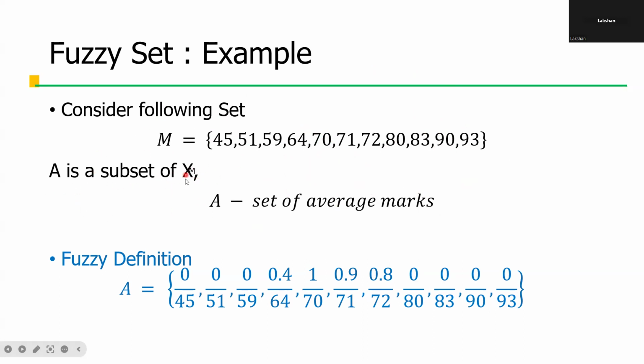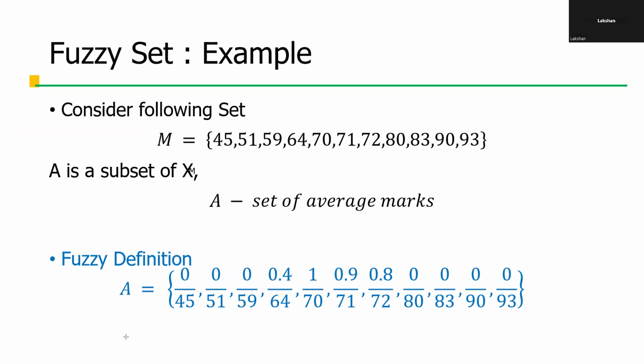So A is a subset of M, and M is the set of average marks. But we cannot say that even after 60 or 64, we can say 59 is average, because it is a little bit far away from 71. So we can define, as users, what range we are considering here. Here, we have considered 60 to 70 and 70 to 80 as average marks.